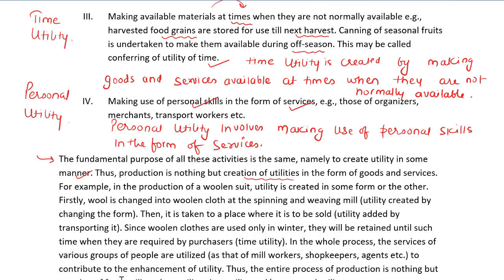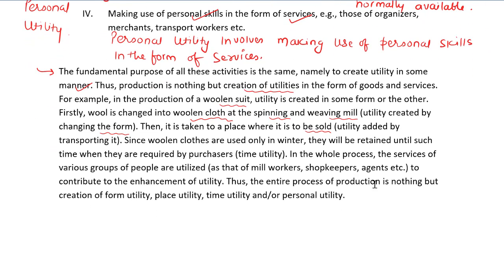The example is given over here. In the production of woolen suit, utility is created in some form or the other. Firstly, wool is changed into woolen cloth at the spinning or weaving mill, that is utility created by changing the form of wool, and then it is taken to a place where it is to be sold, that is utility added by transporting the product, changing the place, place utility.